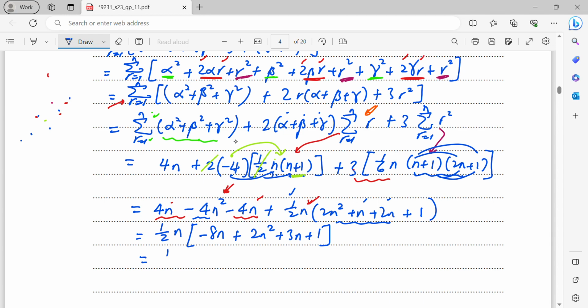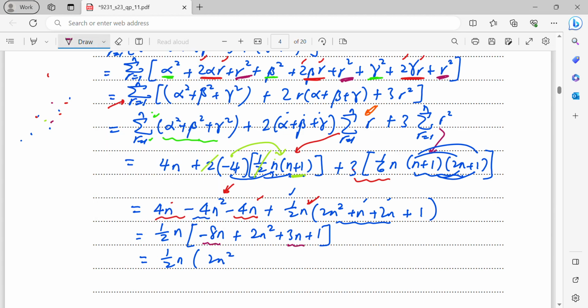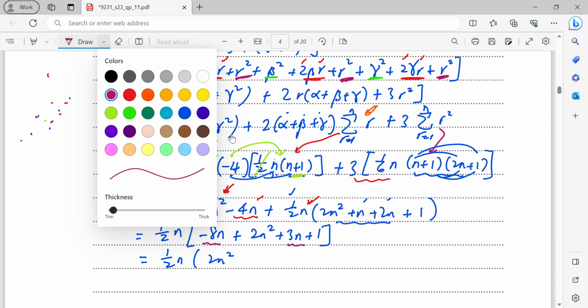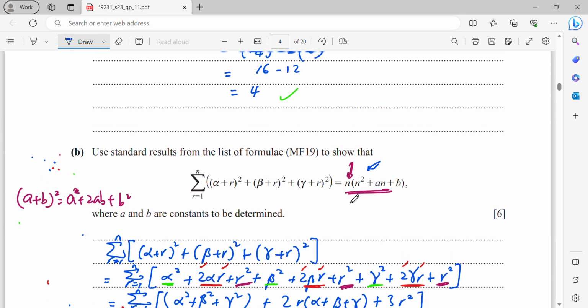Okay, the next step is rewrite the half n. Then I will get 2n squared. Now, this minus 8n plus 3n, it will be minus 5n. So I will get minus 5n plus 1. And this quadratic can be simplified. Okay, wait. Let's see the answer here. No need to simplify, okay?